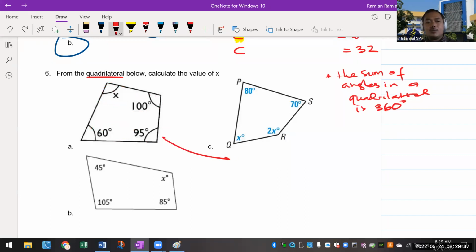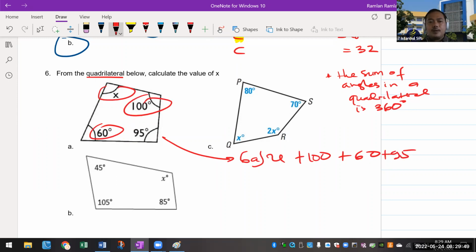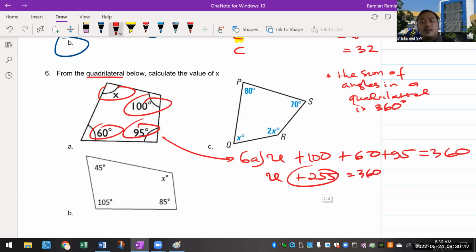If I write this down as an equation for number 6A, that will be x from here, plus 100 from here, plus 60 from here, plus 95 from here, that will be equal to 360 because it is a quadrilateral. So let's do the algebra again. So x, 100 plus 60 plus 95 is 255, if I'm not mistaken, right? That will be equal to 360, and we need to remove the 255 because we want the x alone on the left side of the equal sign for this case.